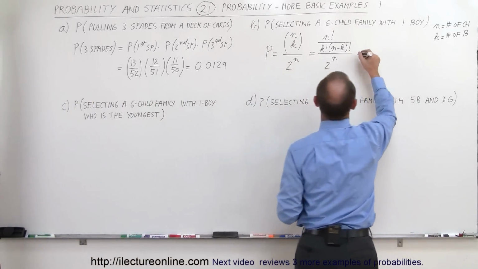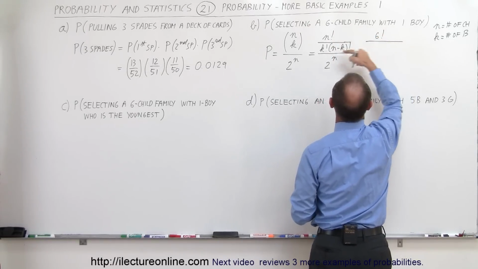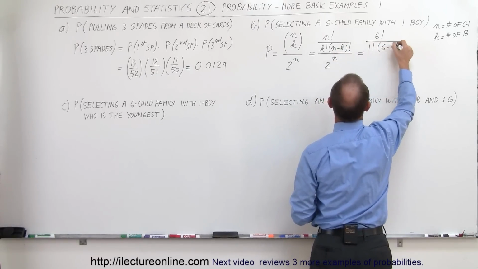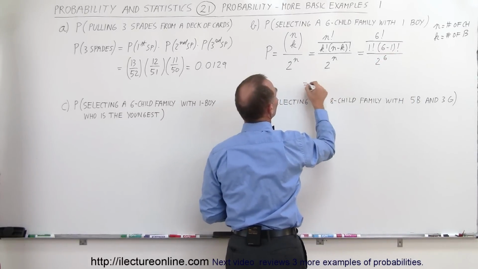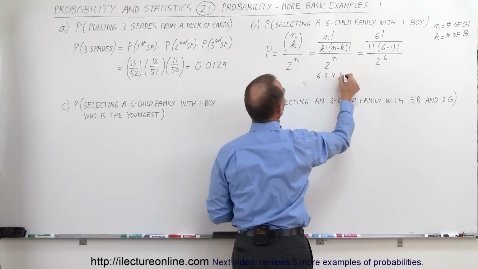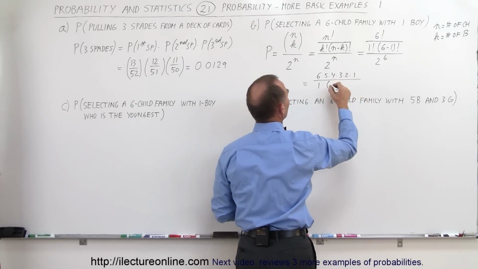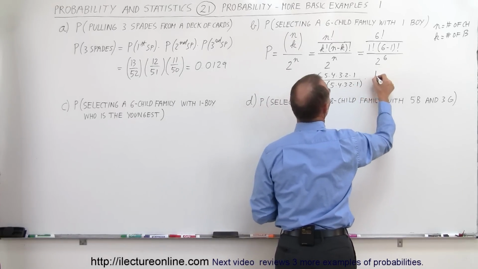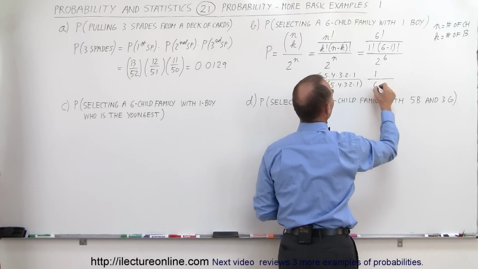All right, let's plug in the numbers. n is the number of children, so that would be 6 factorial divided by k, which would be 1 factorial, times 6 minus 1 factorial, all divided by 2 to the 6th power. So this is equal to 6 factorial, that would be 6 times 5 times 4 times 3 times 2 times 1, divided by 1 factorial, which is 1, times 6 minus 1, which is 5 factorial, that would be 5 times 4 times 3 times 2 times 1, all times 1 over 2 to the 6th power. 2 to the 6th power is 64.